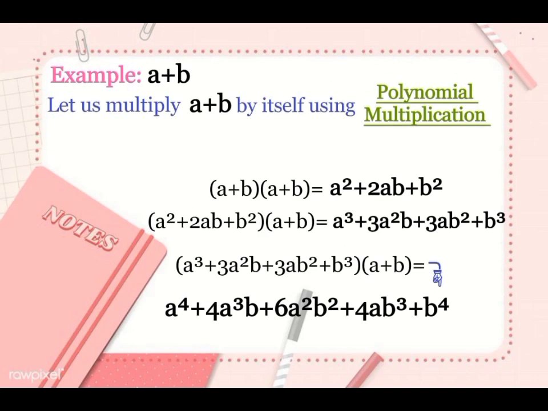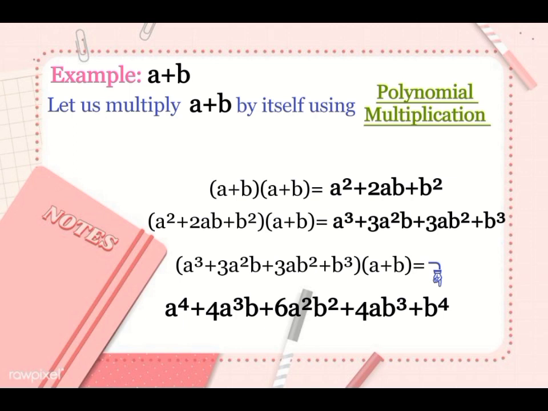Example, a plus b. A plus b is a binomial. The two terms are a and b. Let us multiply a plus b by itself using polynomial multiplication. Example, a plus b times a plus b equals a squared plus 2ab plus b squared.